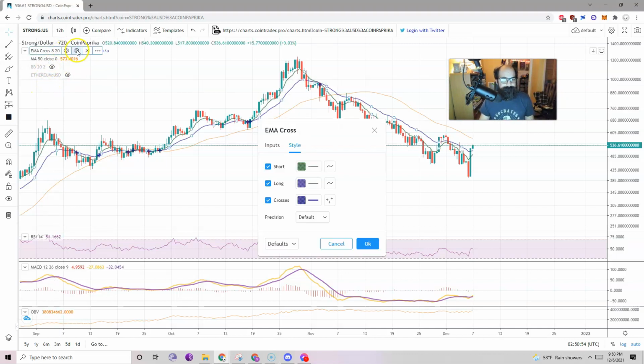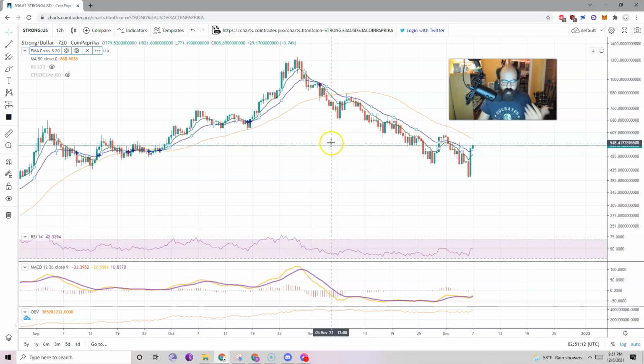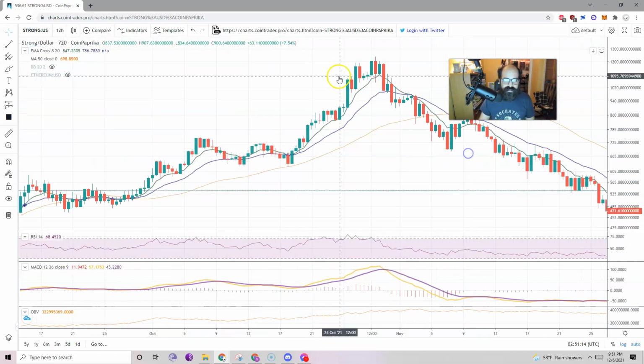For me, my short moving average is a green line. My long moving average is a purple line, and the crosses are blue. I could make them any color, but that's how it is. Maybe blue, I don't know. They look blue on the chart, but they look purple here. Anyways, what we're looking for is crosses between the green and the blue.